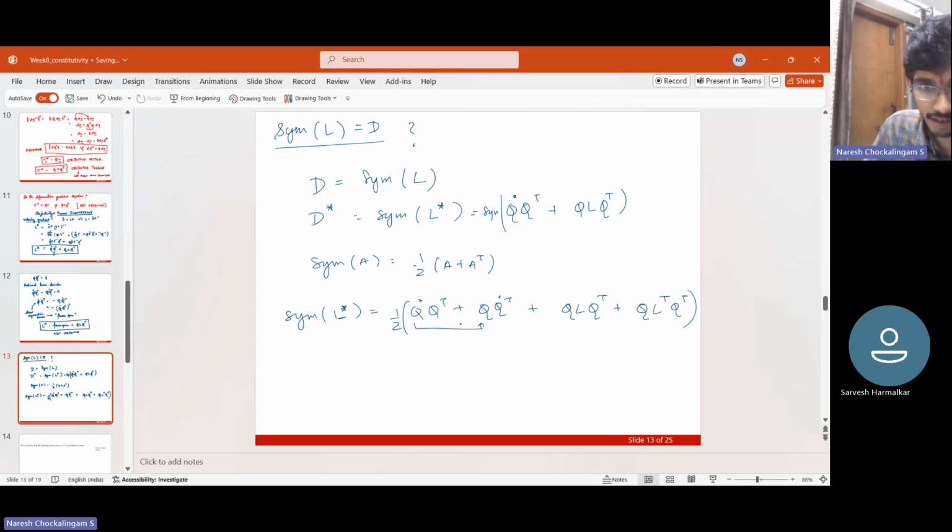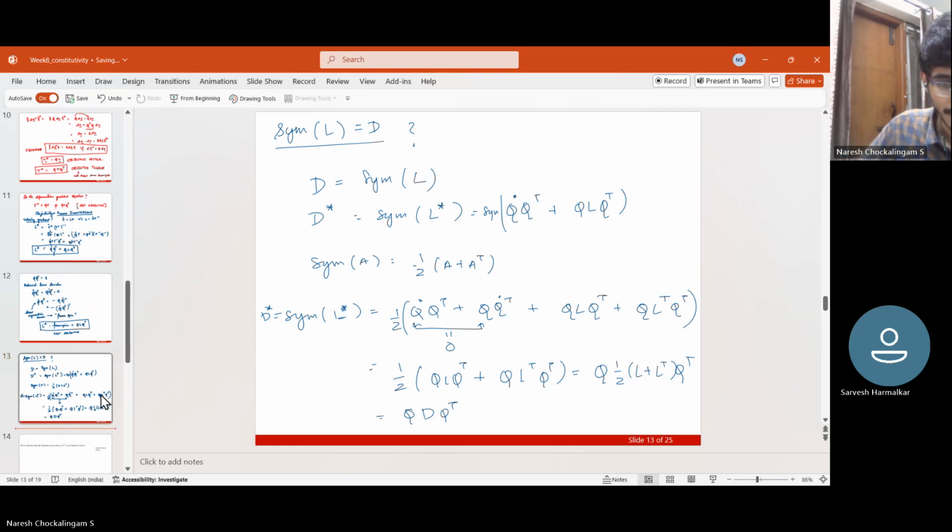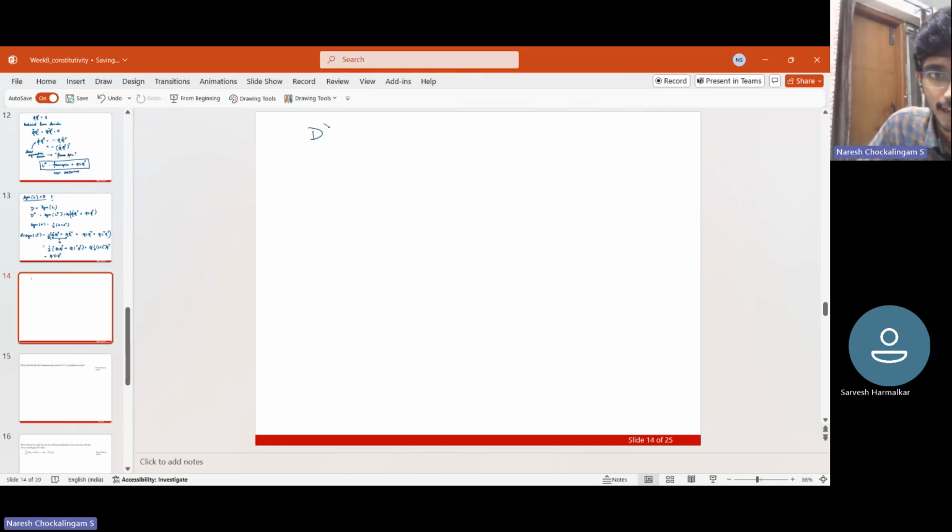So this sum we already saw is equal to 0, which means this is just half of Q L Q transpose plus Q L transpose Q transpose, which is Q times half of (L plus L transpose) times Q transpose, but half of L plus L transpose is D. So it is Q D Q transpose. And what is the symmetric part of L star? It is D star. So fortunately, we have D star is equal to Q D Q transpose. Therefore, unlike the total velocity gradient, the rate of deformation tensor is objective.